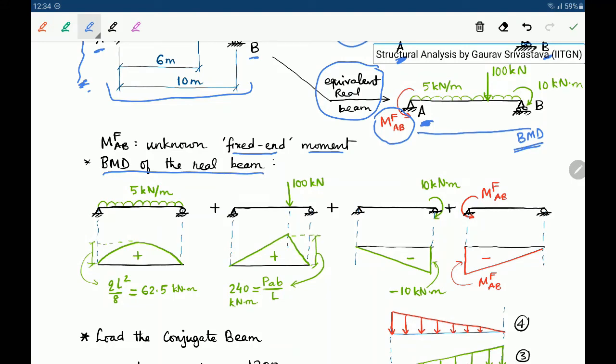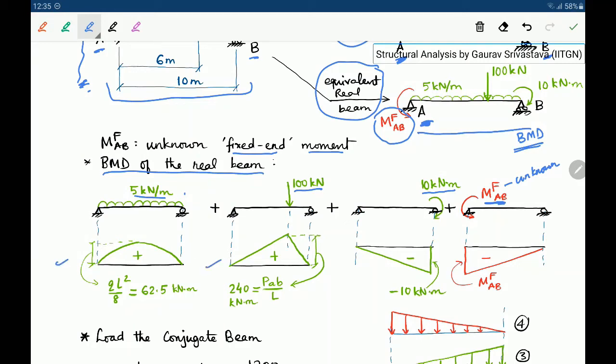simply supported beam AB. We will use the principle of superposition, where there are 4 different types of loads being applied. One is a UDL of 5 kilonewton per meter, one is a concentrated load of 100 kilonewtons, one is a concentrated moment of 10 kilonewton meter, and one is an unknown moment, the fixed end moment MFAB. The first 3 cases are known; in the last case, this MF is unknown. For each case we can draw the bending moment diagram.